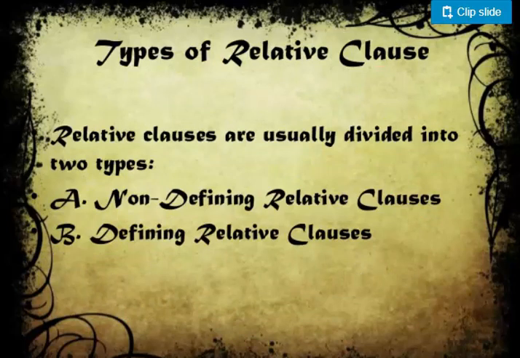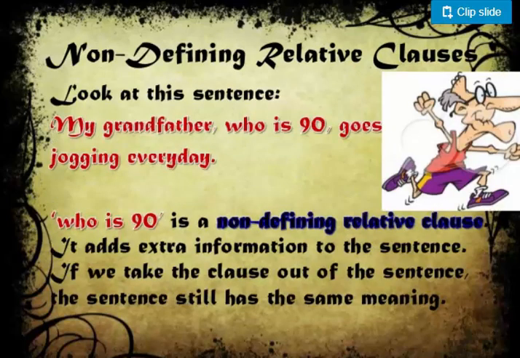So from the word which, this clause is known as the relative clause. Types of relative clause: after defining and explaining the definitions of the relative clause, there are two types. Number one is the non-defining relative clause and the second is the defining relative clause. What are they? Non-defining relative clause. Look at the sentence: My grandfather, who is 90, goes jogging every day. In this sentence, who is 90 is the non-defining relative clause. It adds extra information to the sentence.